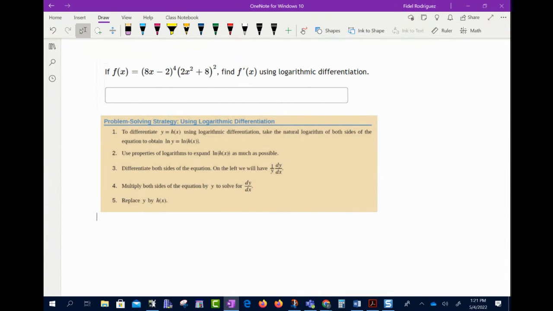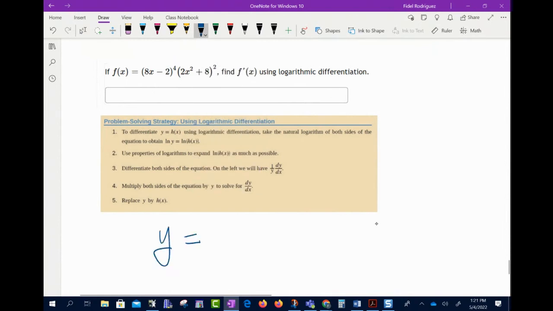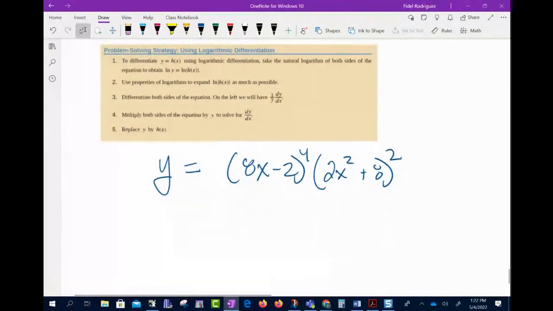It says, to differentiate y equals h of x using logarithmic differentiation, we take the natural logarithm on both sides. Before we actually take the logarithm on both sides, we're going to write out our problem like this. y equals 8x minus 2 to the fourth, times 2x squared plus 8, all being squared.